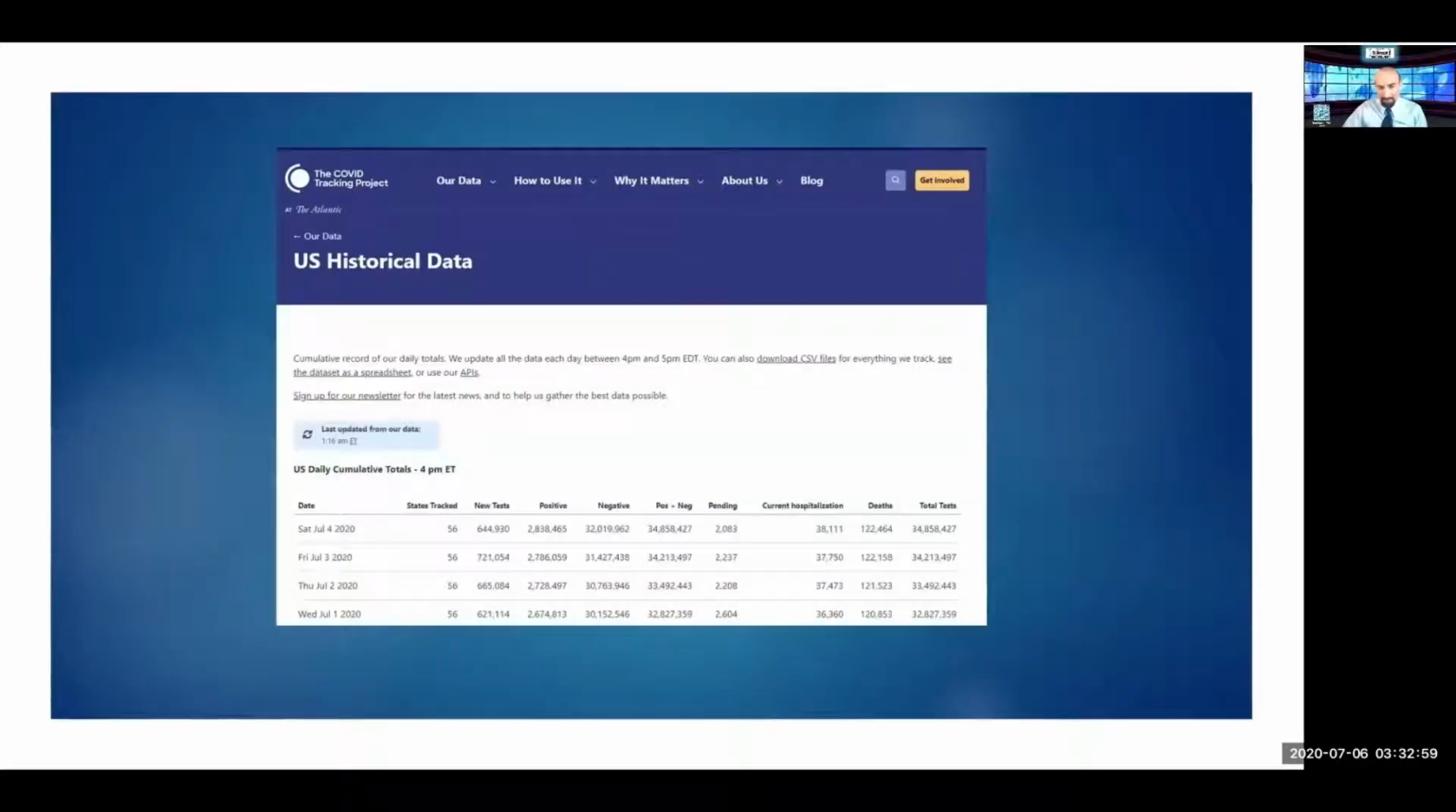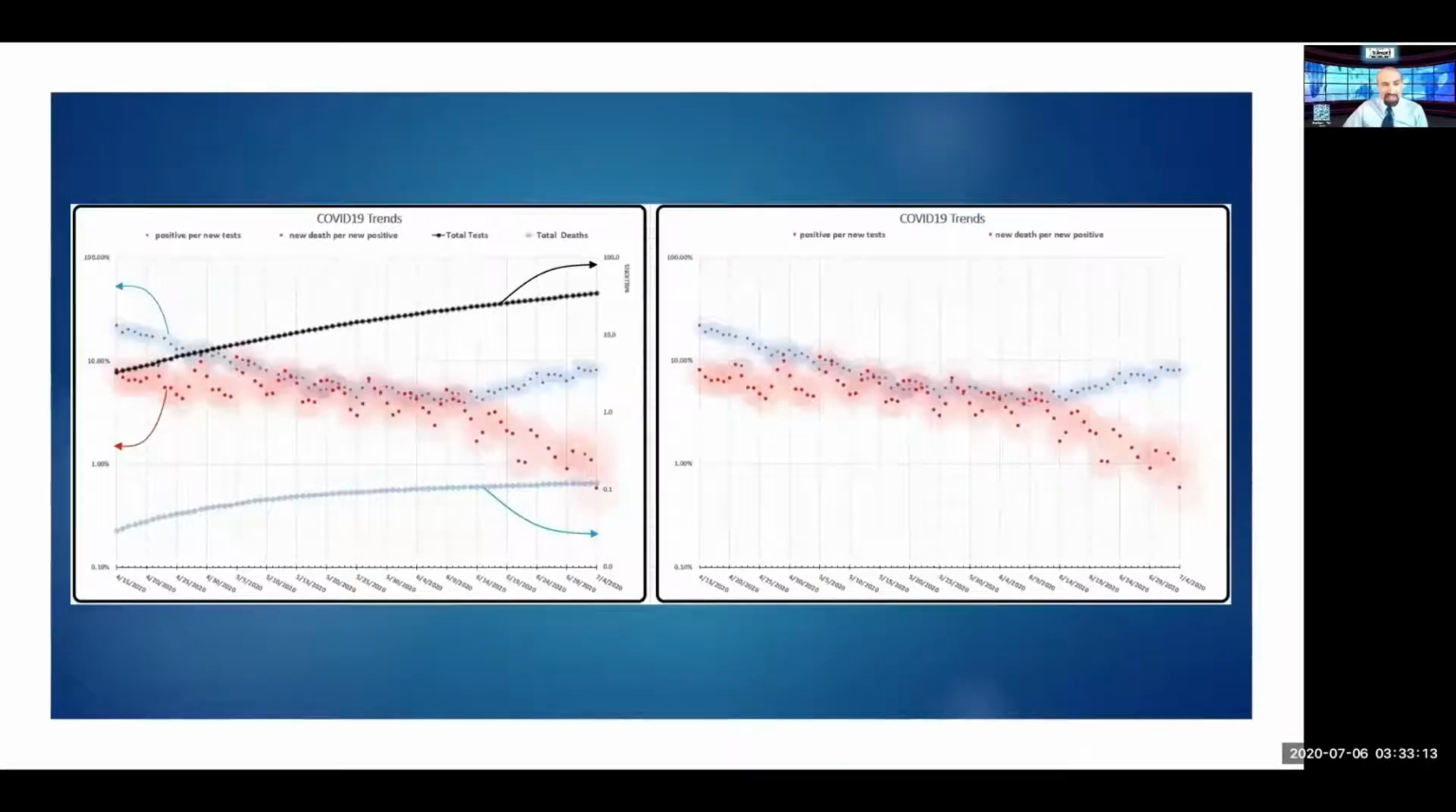Let's look at the data, which we can pull out from any publicly available source of data. In this case, we will take it from the COVID Tracking Project from The Atlantic. We tabulate the data in a very interesting way. Let's start by looking at the positives per new tests. So we take the number of positive cases and we divide them by the new tests every given day. And we plot them here in this blue curve.